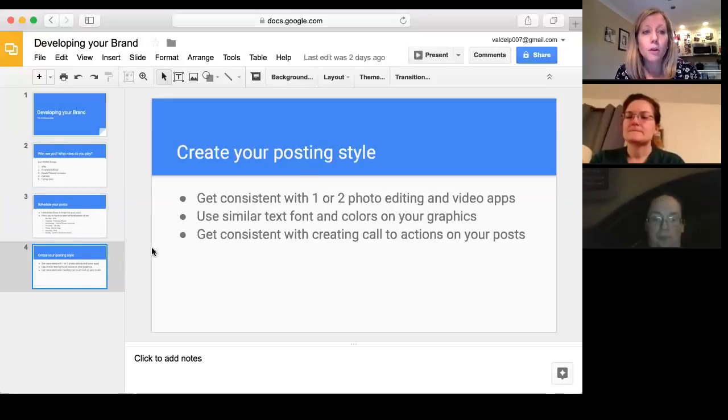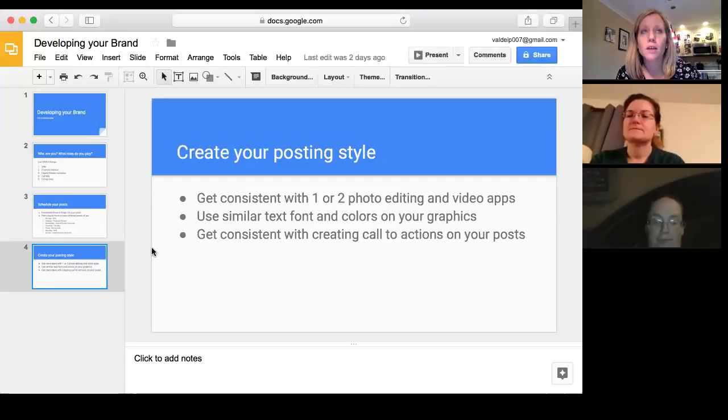And then the other piece of developing a brand is trying to post in a consistent way. So, for example, I have one or two apps that I really like to use, and probably two or three filters that are my favorites for photos. And then, of course, there's text and things that I put on, and I tend to use a lot of the same fonts for those.